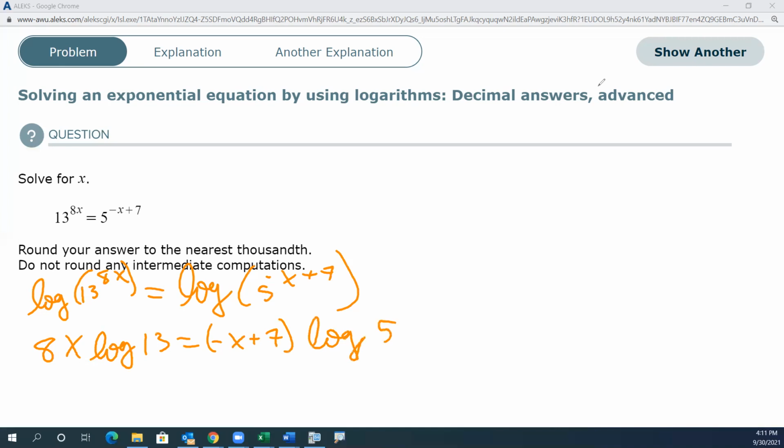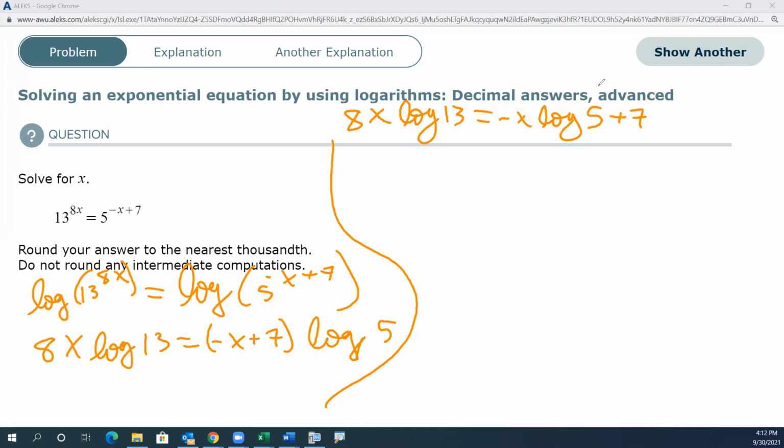Why is that important? Well, because now the x, which was originally in the exponent, how do I handle that? It is now outside of the exponent, outside of the log, where I can work with it more easily. Now, it doesn't mean that the problem is easy, but it's certainly more accessible. Okay. So next step, let's get rid of these parentheses because that's just really bugging me. Okay, so 8x log 13 is negative x log 5 plus 7 log 5.